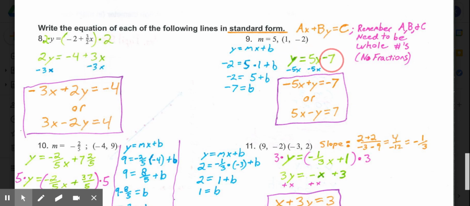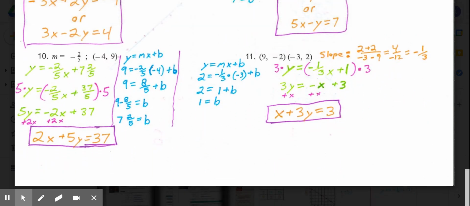Now I want to get x and y to the same side, so I need to get rid of the positive 5x by subtracting it. So I have negative 5x plus y equals negative 7. Or if I wanted to start with a positive, I'd change the sign of each piece. So it'd be 5x minus y equals 7.